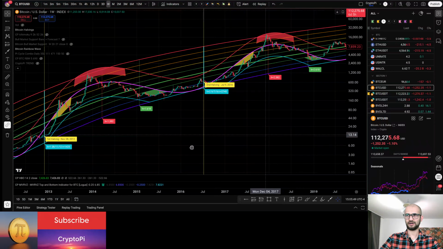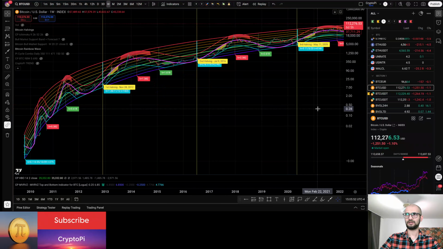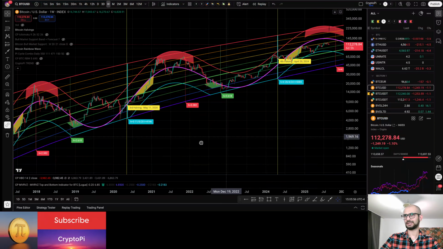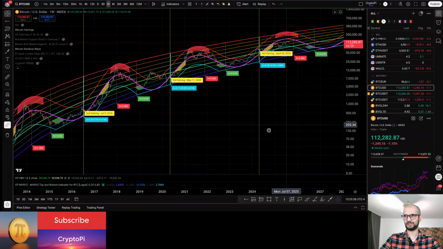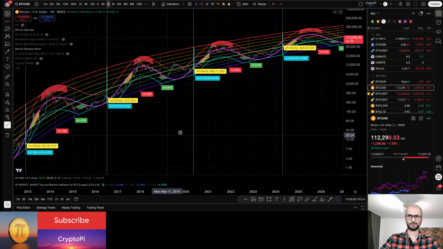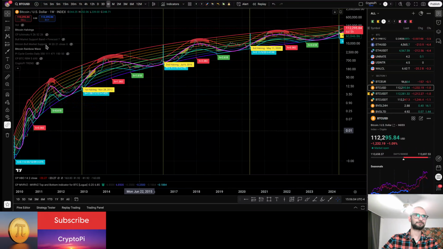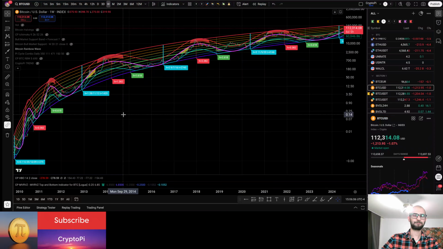So all of these are the halving lines. It can go slightly plus or minus 1 or 2 days, but that is always the case with halvings because it depends upon the difficulty of mining Bitcoin. So let's hide this one.